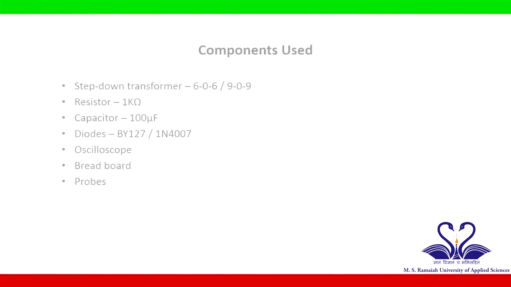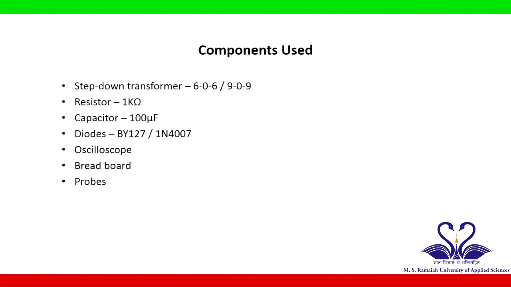To conduct this experiment, we need a step-down transformer of specification 6-0-6 or 9-0-9, a resistor of 1 kilo ohm, diode model 1N4007, a capacitor of 100 microfarad, an oscilloscope, breadboard, probes and connecting wires.